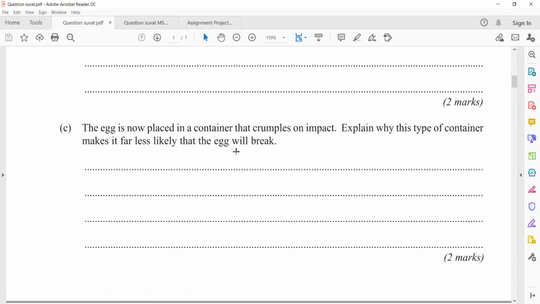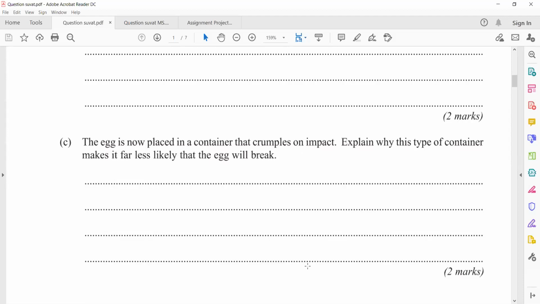Page 1, question 7C. Yeah, this is the same question I was discussing. The question is, the egg is now placed in a container that crumples on impact. So if a container crumples on impact, it means the container is deformed. So if anything is deformed, what will happen to the egg as it hits the base? This egg will take more time to stop. As it takes more time to stop, it will experience smaller force.